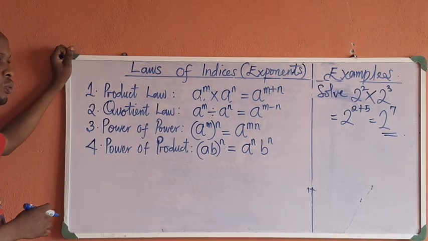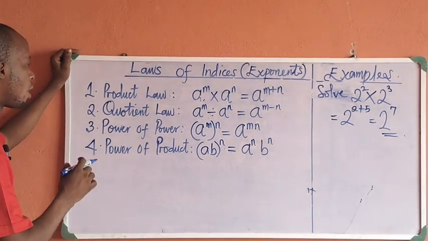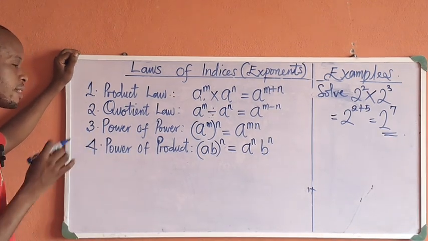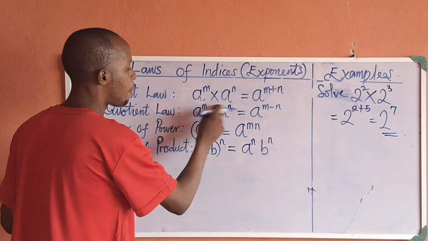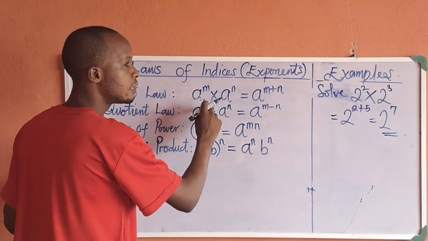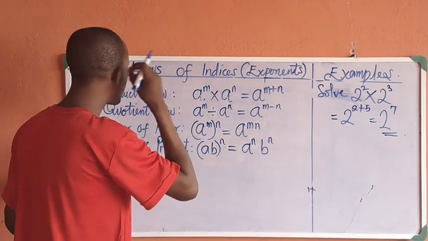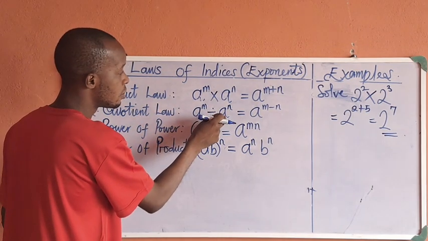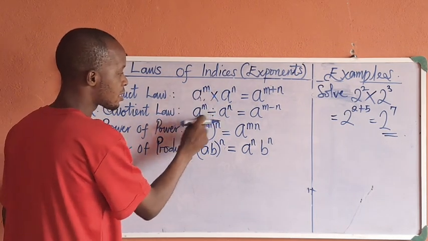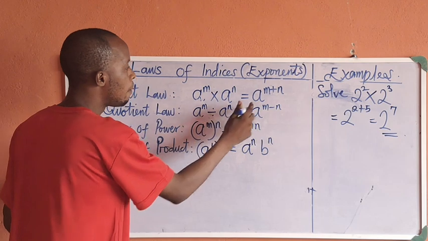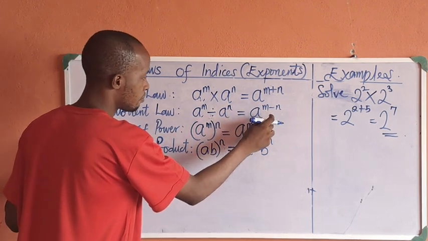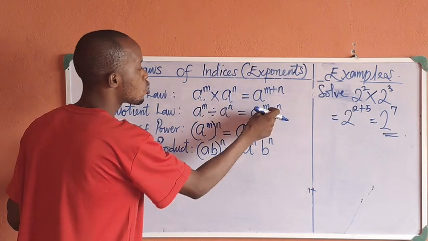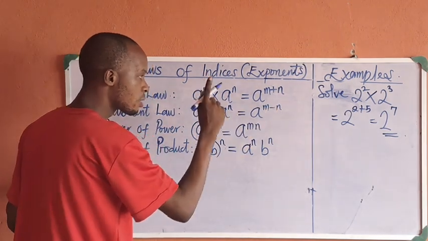Law 2 is called the quotient law. The quotient law states that if you are dividing 2 powers by each other, as long as their bases are common, just as we did here, pick one of the bases, and then instead of dividing the powers, subtract them. Please take note of this.